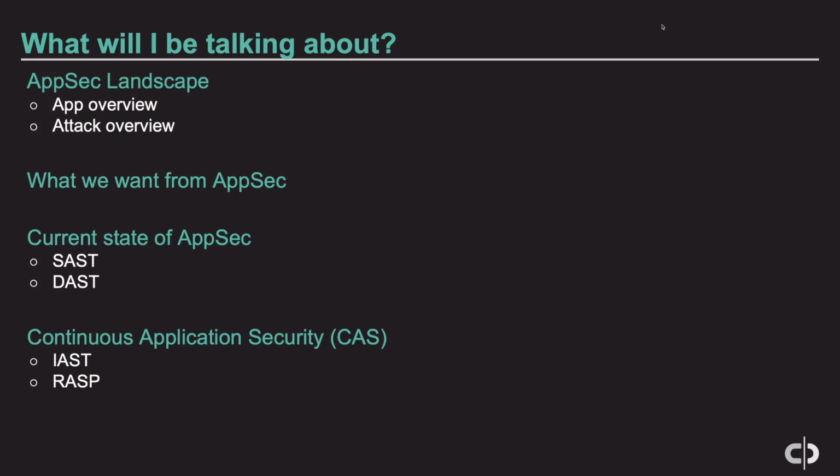Then we will talk about the current state of application security and the tools which dominate it, which are static and dynamic application security testing. And then finally, we can look at the main part of the talk, continuous application security and how it's provided by IAST, interactive application security testing, and RASP, runtime application self-protection.